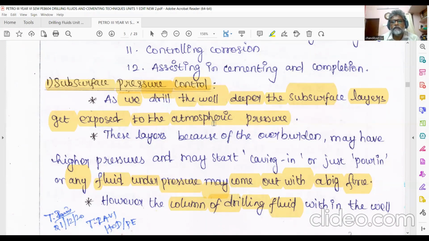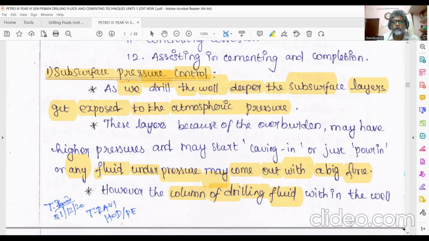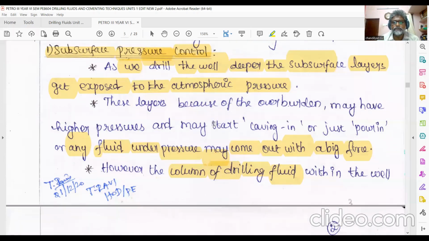pour in at the same time. If it's in an unconsolidated formation above, a loose formation above, the whole wellbore could collapse. So either a kick, or a kick along with caving in, is a disaster in the industry. So for that, we have to supply hydrostatic pressure to match the subsurface pressure. That's what we talked about in subsurface pressure control.